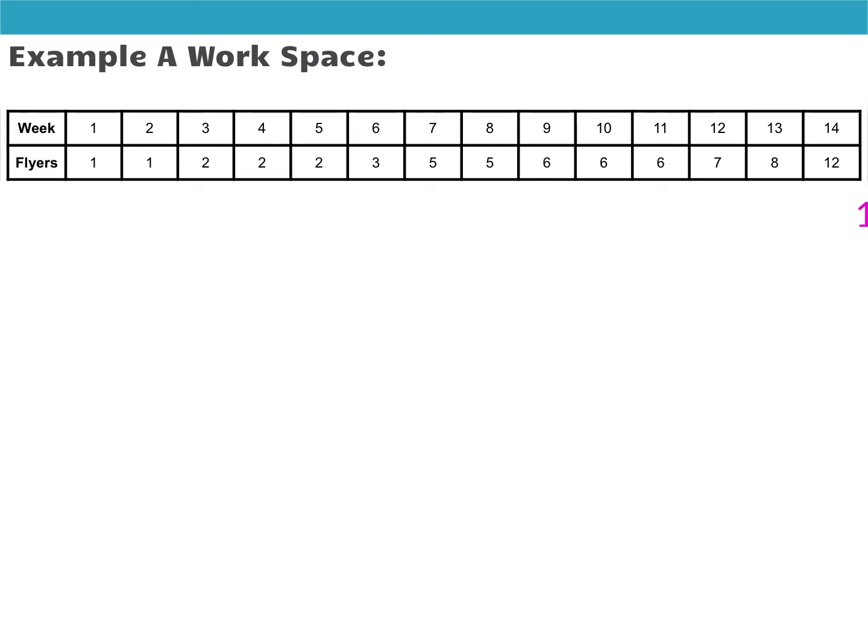The good news is here that week 1 through 14 is already in order. So all we're going to do is slap that into numerical order or just drag it out. So 1, 1, 2, 2, 2, 3, 5, 5, 6, 6, 6, 7, 8, and 12. So now that we've got our data in numerical order, the first thing that we need to do is to find the median.